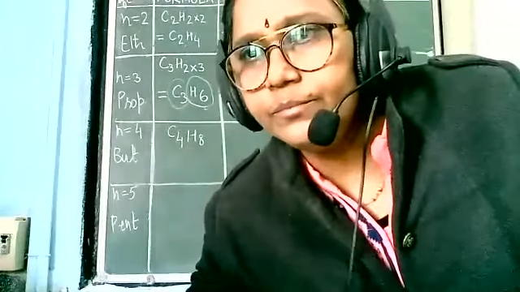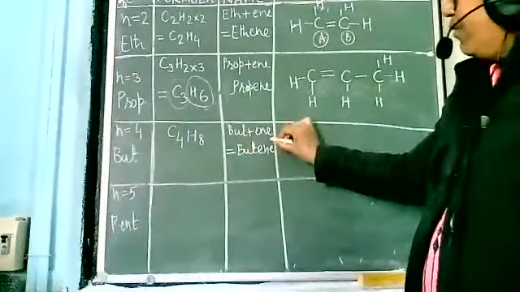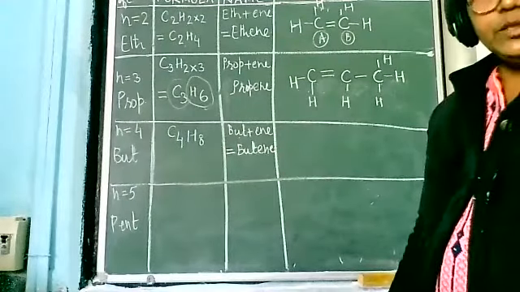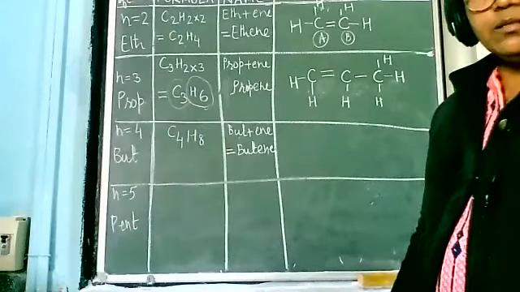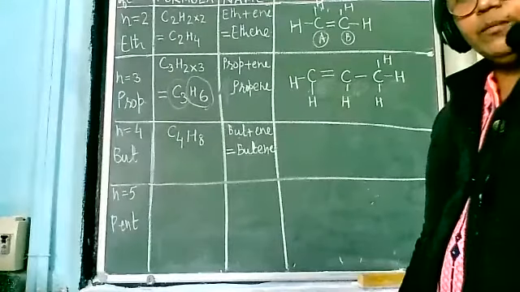What will be the name for it? Bute plus ene. Butene. Very good. The prefix is bute, suffix is ene, so the name is butene. Clear to everyone? Keep your video on, please, girls. Most of you are without video. Switch on your video, beta.